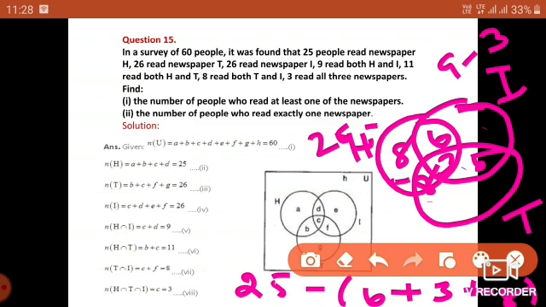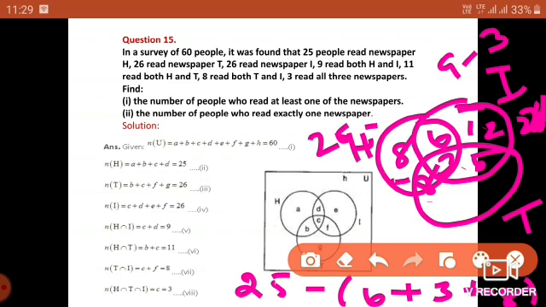Similarly, here also, how many people read newspaper I? 26, is it? 26. So you have to subtract 26 minus 6 plus 3 plus 8. So what will be your answer? Here you will be getting the answer 12.